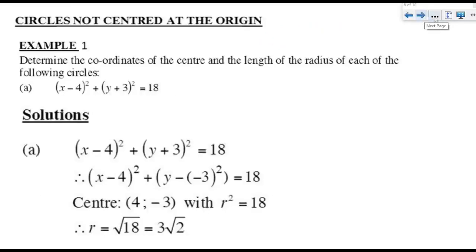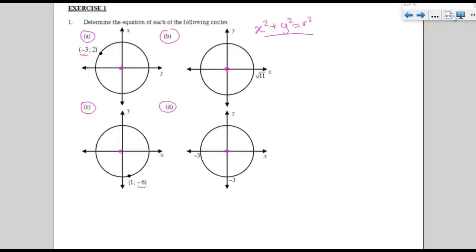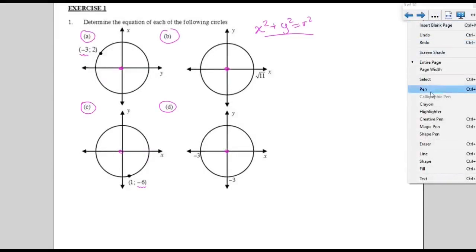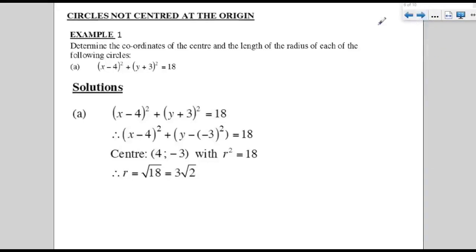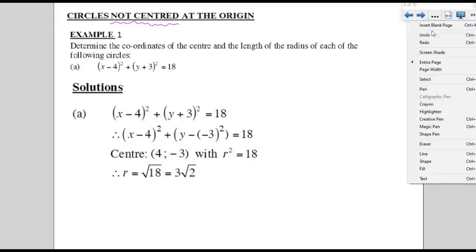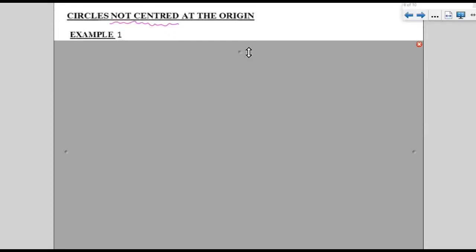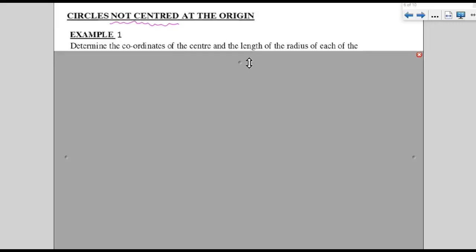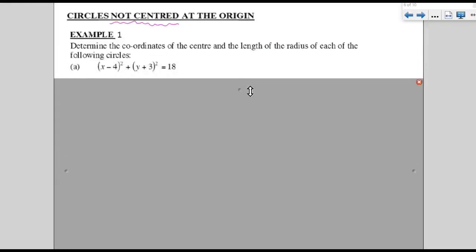So the next part deals with finding equations whose center is no longer the origin. Where it says the center of the circle is not the origin. And it's vitally important that you either read the question or check your diagram carefully to see which of the cases it may be. Question number 1, determine the coordinates of the center and the length of the radius of the following circles.